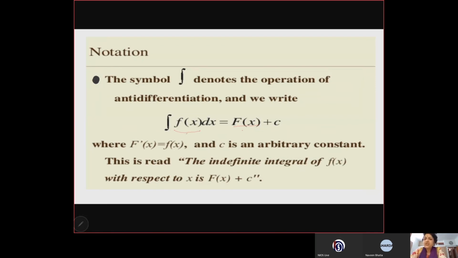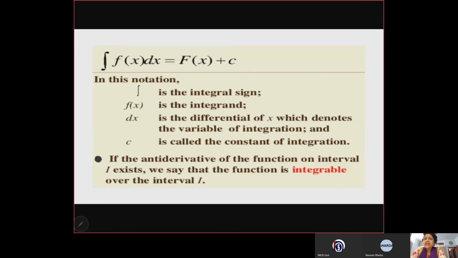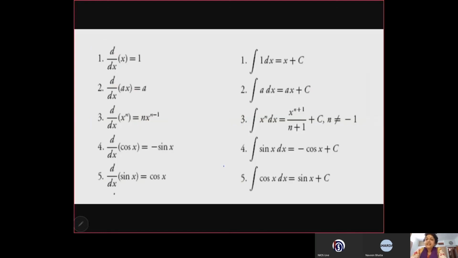Let's just quickly go through what these mean. The elongated S symbol is the integral sign. The small fx, the function that you integrate, is called the integrand. Dx tells us with respect to which variable we are integrating. Now c is called the constant of integration, right?